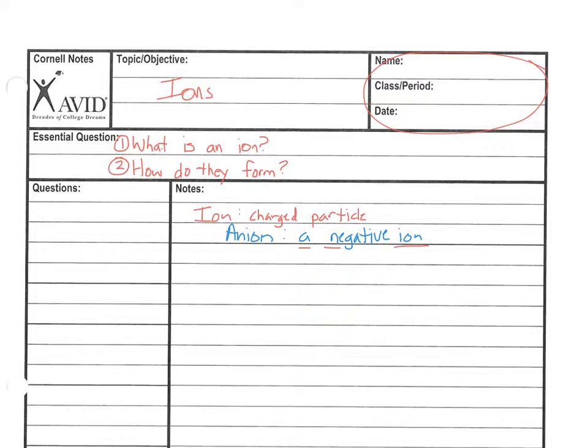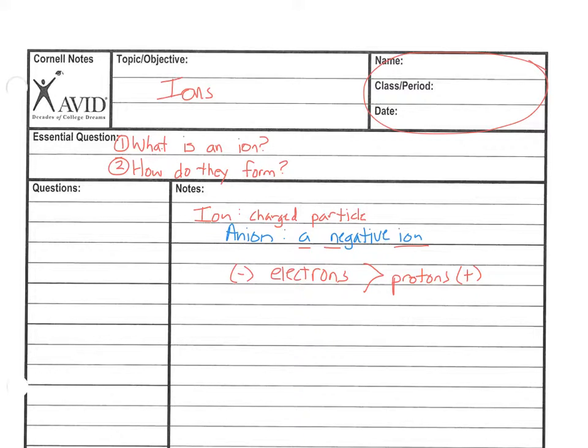In order to be a negative ion, the number of electrons must be greater than protons. So remember, our electrons are the negative ones and our protons are the positive ones, and to be negatively charged we have to have extra negatives. We'll talk about how that happens in a little bit.